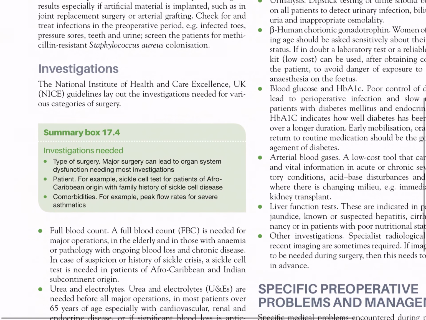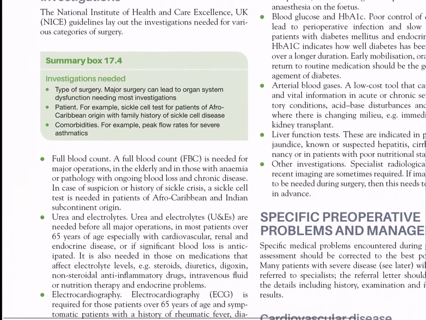Investigations. The National Institute for Health and Care Excellence, UK, NICE guidelines lay out the investigations needed for various categories of surgeries. Summary 17.4. Investigations needed. Type of surgery. Major surgery can lead to organ system dysfunction, needing most investigations. Patient, for example, sickle cell test for patients of Afro-Caribbean origin with family history of sickle cell disease. Comorbidities, for example, peak flow rates for severe asthmatics.